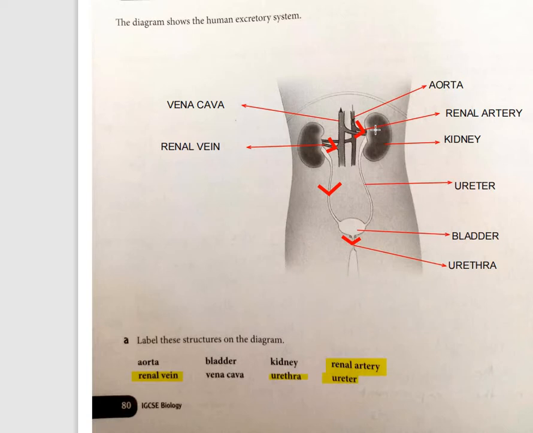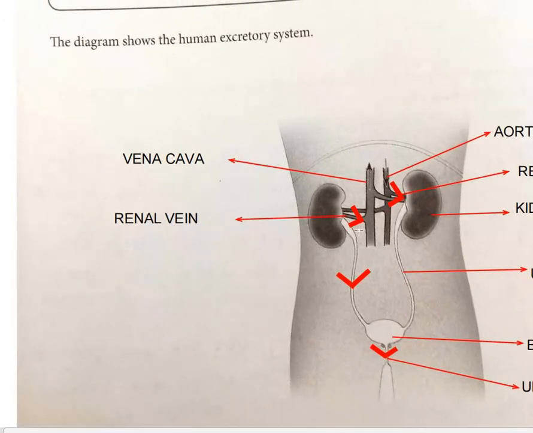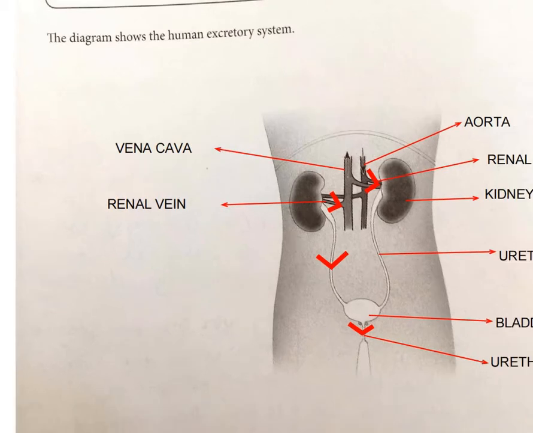And then the next one is the renal vein. You can see this is the renal vein that transports the glucose from the filtration and the ultrafiltration. So this is the labeling of the renal vein over here. It looks like this. This is a renal vein, this is a renal artery.